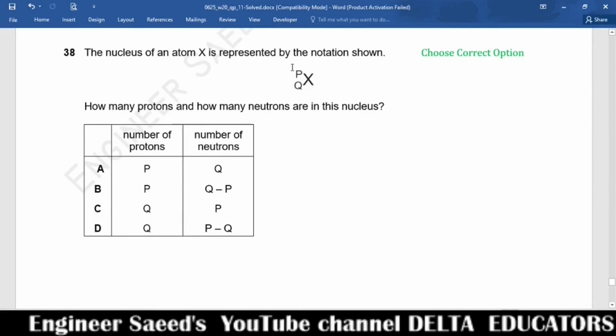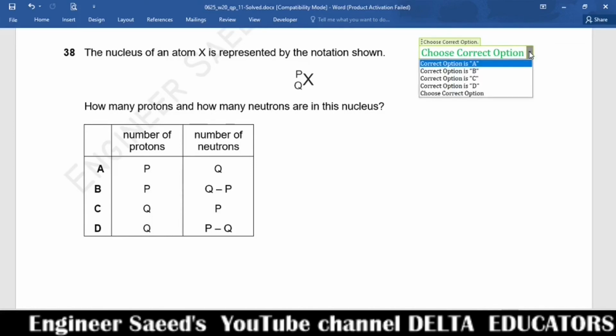This P is the number of nucleons. Number of nucleons means the sum of protons and neutrons. If we have to find the number of neutrons, then what we have to do? We have to subtract the number of protons. We have to subtract this Q from the nucleon number, meaning from P. So the number of neutrons will be equal to P minus Q. P minus Q is given in option D. So our correct option will be option D. The number of protons is represented by Q and the number of neutrons will be equal to P minus Q.